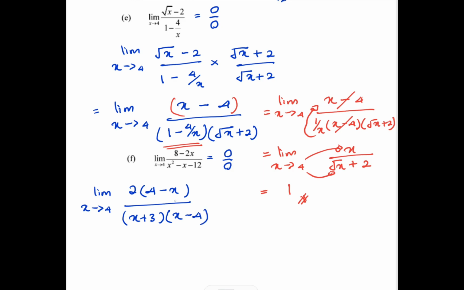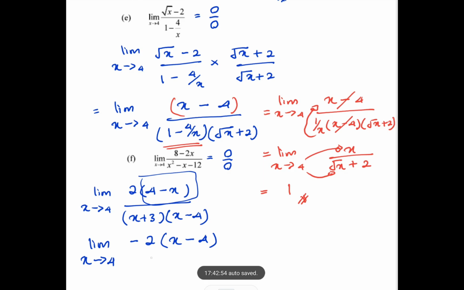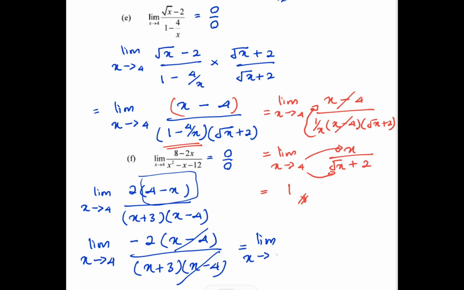Since on the upper side it is 4 minus x, we can change that by factorizing with a negative outside here. So we can get negative 2 times (x minus 4), because when you expand this one, you can get 4 minus x. So, over (x plus 3) times (x minus 4). So this one we can simplify. So limit as x approaches 4 of negative 2 divided by (x plus 3). Okay, so your final answer becomes negative 2 over 7.